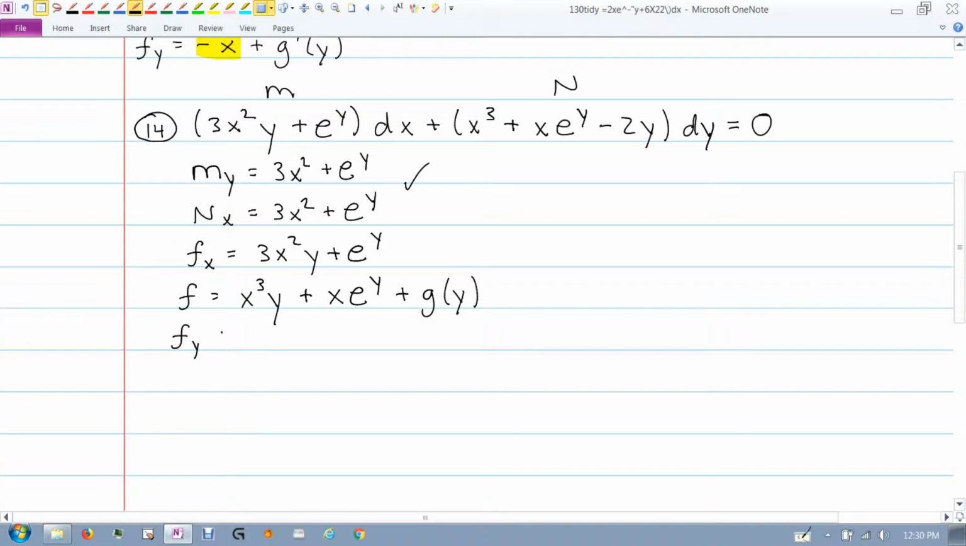We differentiate now with respect to y, and we get x cubed and plus, well, x is a constant here, so take the derivative of e to the y, that's itself, and then plus g prime of y. Does it match exactly? No, it does not.